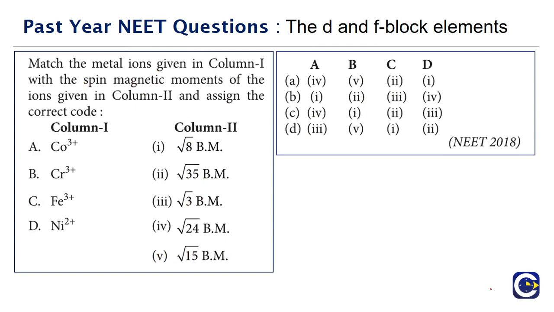Next we have another matching type of question. Here it is about matching of the spin only magnetic moment. What is the formula for spin only magnetic moment? Root of n into n plus 2 Bohr magneton. What is n? N is the number of unpaired electrons. Match the metal ions in column 1 with the spin magnetic moment in column 2. Means we are having column 1 metal ions. Column 2 is what? Spin only magnetic moment.